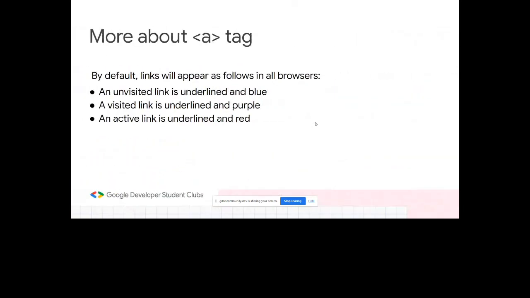We learned about the appearances of links in different browsers. All the browsers have these three kinds of links: unvisited link represented in blue, visited link in purple, and active link in red. We discussed this and we have seen the difference also.